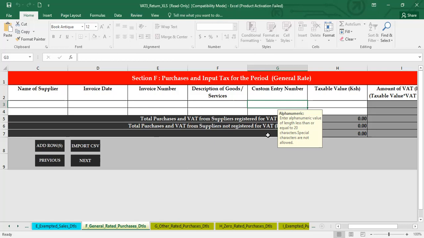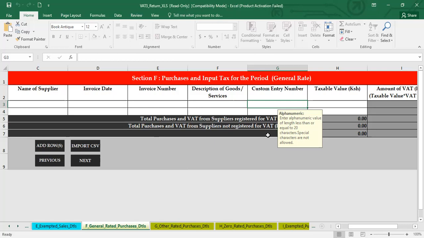When you are buying from them, they will issue you an invoice. That invoice number will be the invoice number from their side. You as a customer will use the invoice number as a customer number here.